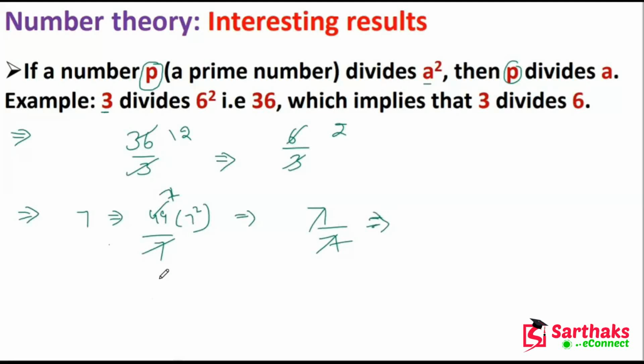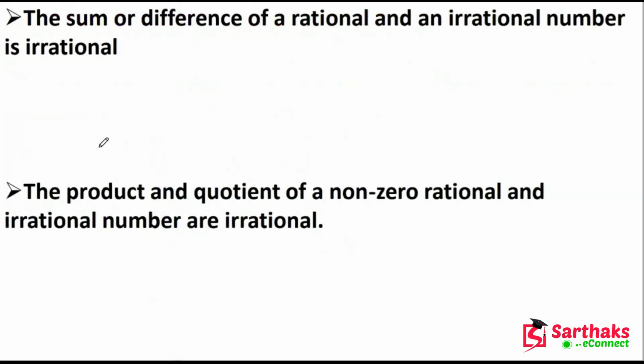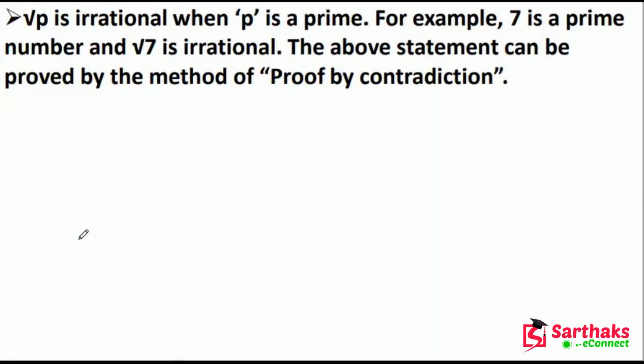Now let's move on. The sum or difference of a rational and irrational number is an irrational number, we already learned. The product and quotient of a non-zero rational and irrational number are irrational numbers. This statement also we have already learned. Under root p is irrational when p is a prime. For example, 7 is a prime number and under root 7 is an irrational number.